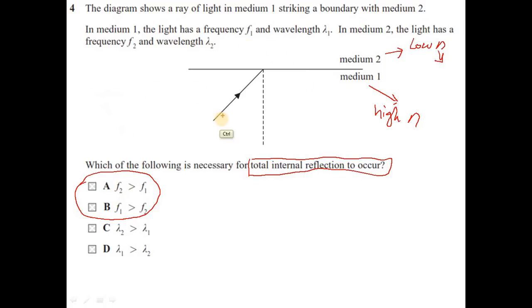If you are coming from low to high refractive index, the wavelength decreases. But in this case, because of total internal reflection, medium 1 has high refractive index. So this is from denser to rarer medium. So wavelength should be increased. That means lambda 2 must be greater than lambda 1. So C is our option.